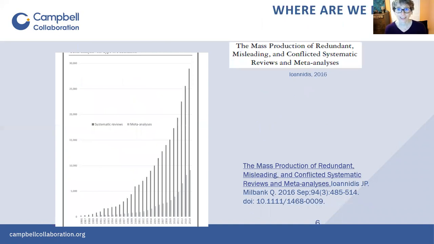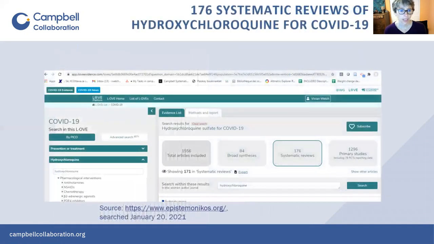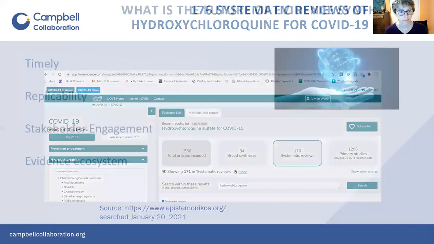So where are we now with systematic reviews? Some of you may have seen this slide by John Ioannidis. There are many, many, many systematic reviews and meta-analyses, often on the same topic and with different findings. Just as a more recent example, hydroxychloroquine for COVID-19, which we know is not effective, has over 176 reviews, and that's just in the last year. And this is from the Epistemonicus database.